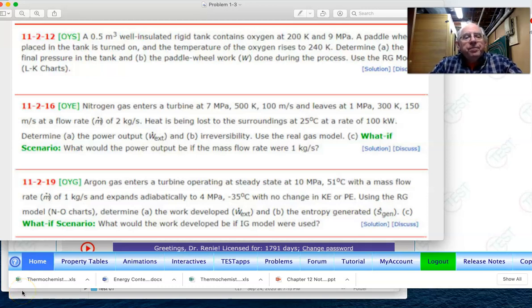In this third problem, we see that we have an argon gas coming into a turbine, and it's operating in a steady state mode from a pressure of 10 megapascals, 51 degrees Celsius, with a given mass flow rate of 1 kilogram per second. And it expands adiabatically to 4 megapascals, minus 35 degrees Celsius, with no change of kinetic energy or potential energy.